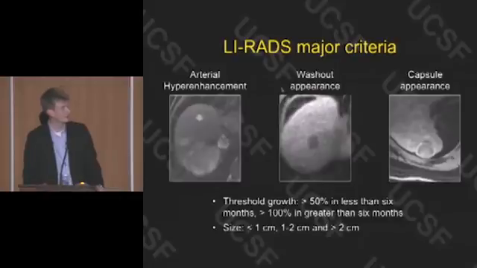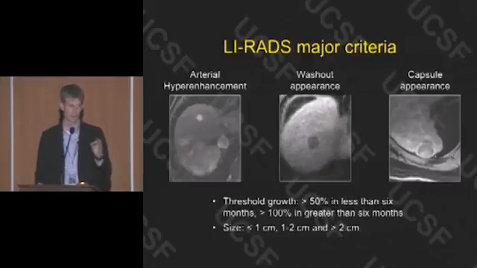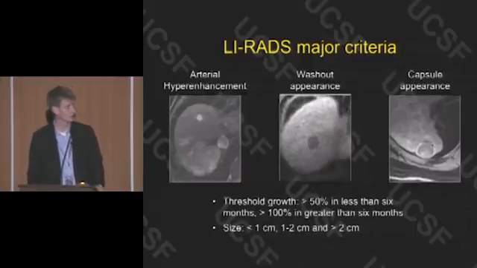There we go. So LI-RADS, major criteria. Here's an example. You have an arterially hyperenhancing lesion. Actually, here's an example of a washout appearance, so on a portal venous phase, and then capsule appearance. Capsule appearance can only be described in a portal venous or delayed phase. You can see there's a rim of hyperenhancement that surrounds your nodule.